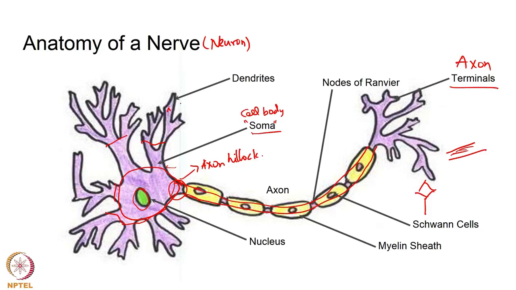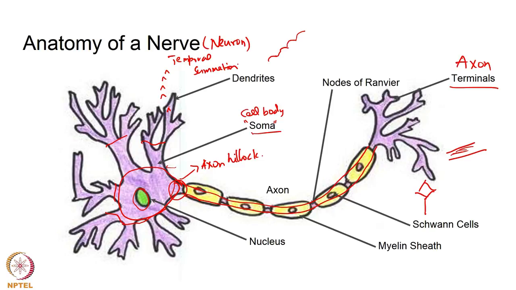Suppose it's possible that the same dendrite receives multiple stimulations one after the other, closely followed in time. So, before the effect of the previous stimulation dies down, the next stimulation comes in. This leads to a situation where if the response is like this, then the next input will cause a response like that, and the next input will cause a response like that. In this case, the response is summed over time. This situation is called temporal summation. We will also discuss this in some detail in future slides.